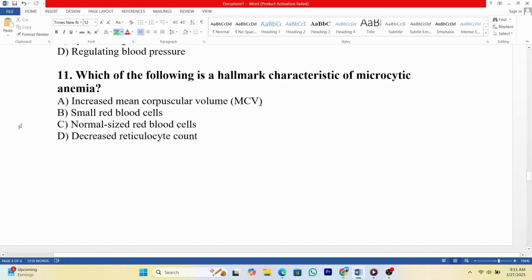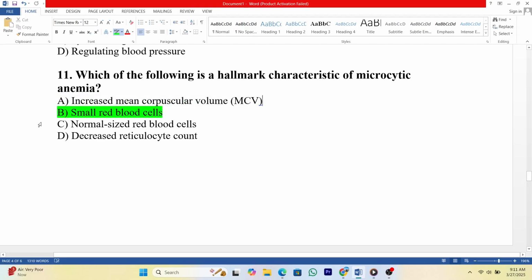11. Which of the following is a hallmark characteristic of microcytic anemia? A. Increased mean corpuscular volume, MCV. B. Small red blood cells. C. Normal-sized red blood cells. D. Decreased reticulocyte count. Answer: B.